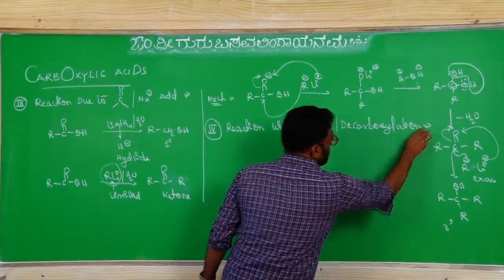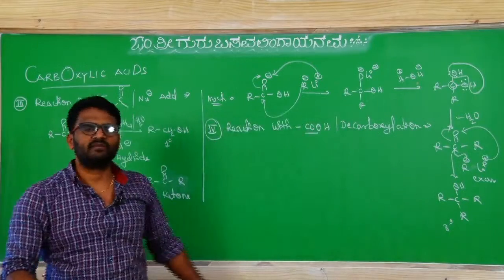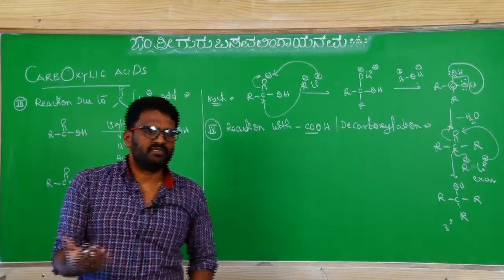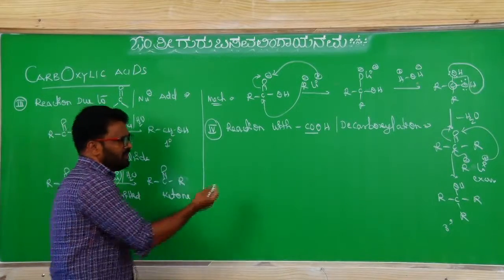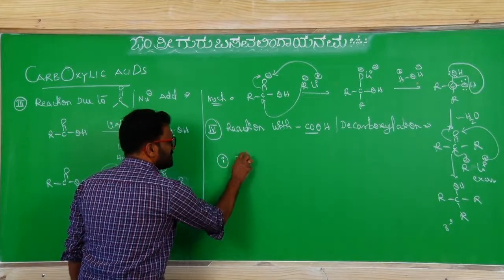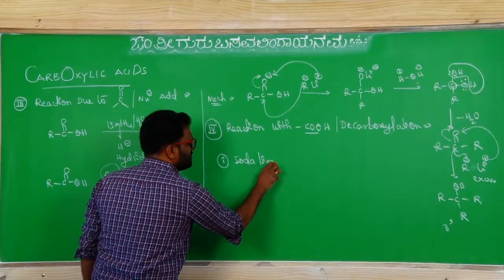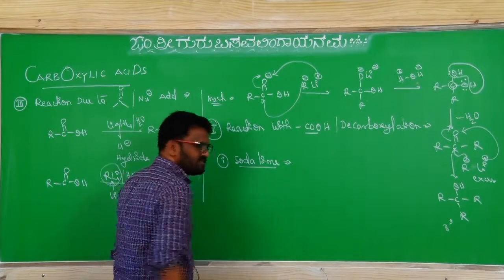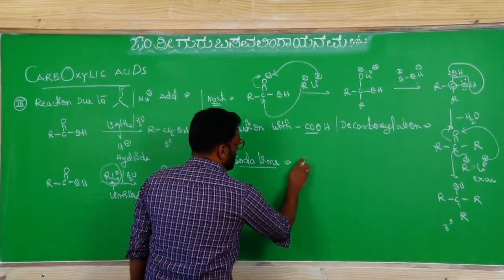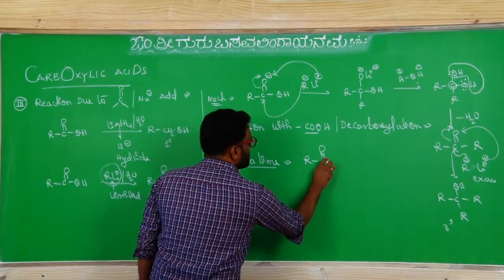What will we get on decarboxylation? Decarboxylation of a carboxylic acid will produce alkanes. One reaction is the soda lime reaction. So with the soda lime reagent, what is soda lime? It is used in the preparation of benzene from benzoic acid.